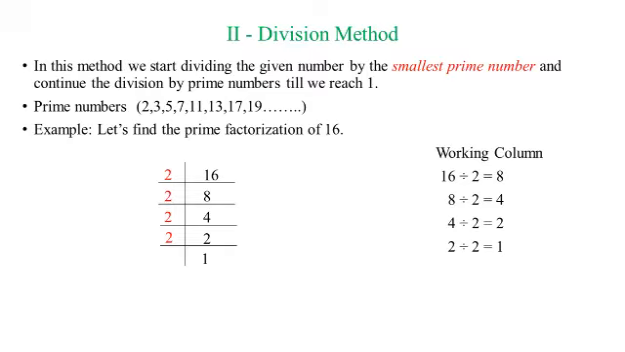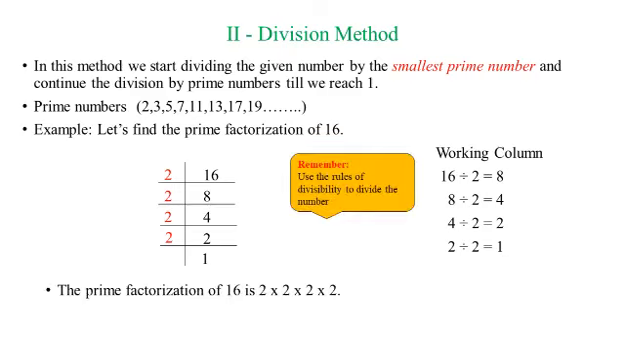Now we write the prime factorization of 16 as the product of all the prime numbers that we have on the left side of the standing line. Thus, prime factorization of 16 is 2 into 2 into 2 into 2.